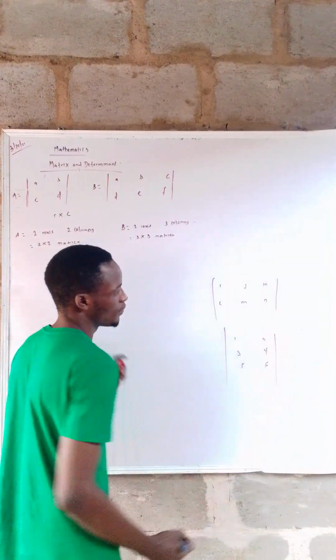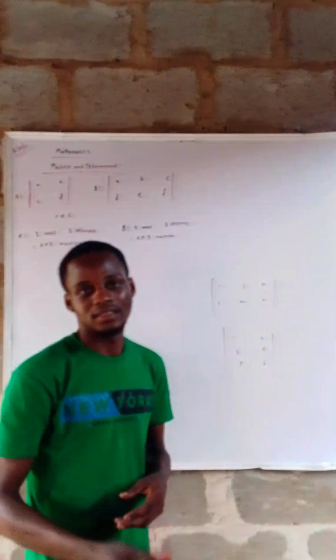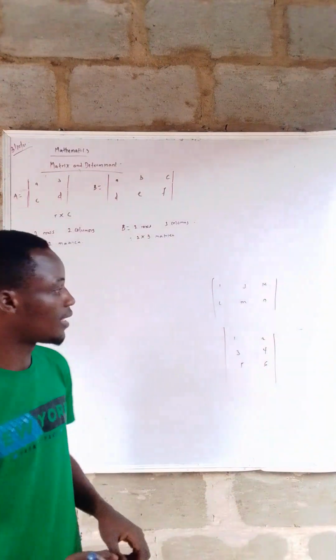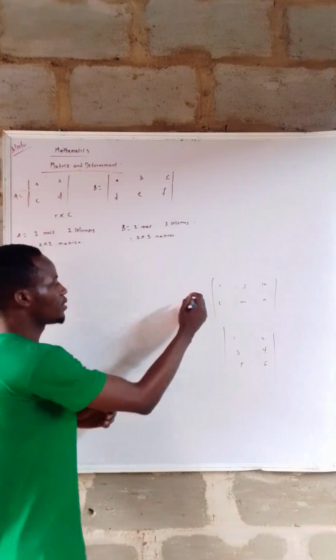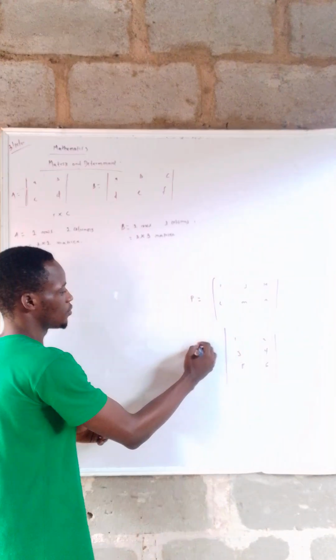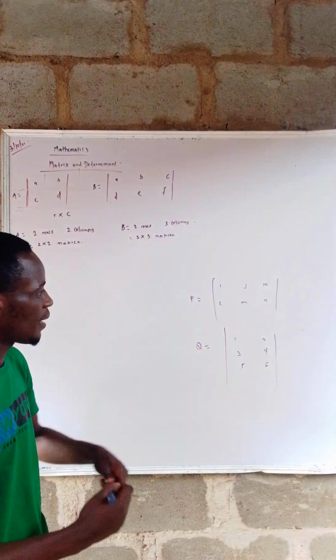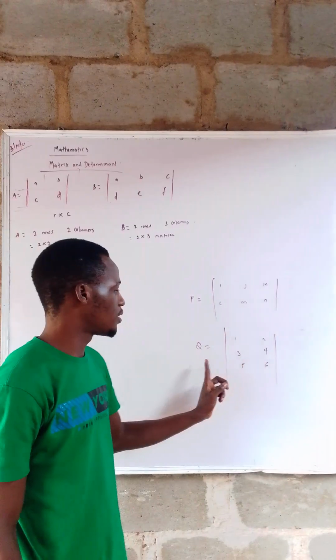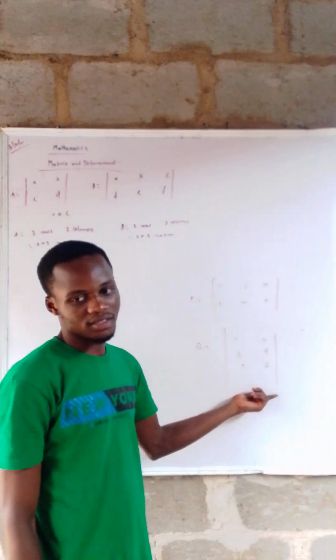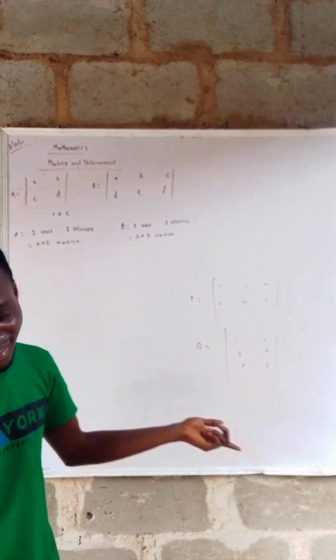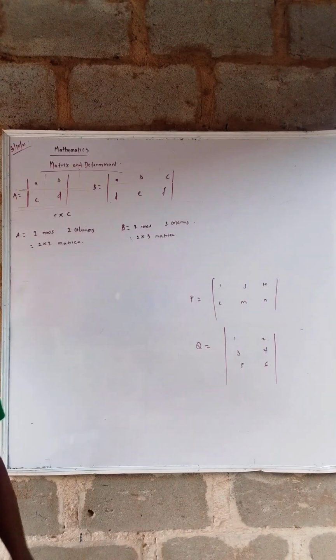So you should tell me on the platform. Let's say this one is P, and we have another one as Q. For the P, what type of matrix is this? And for the Q, what type of matrix is this? So paste your answer. Do you grab that? So we move on.